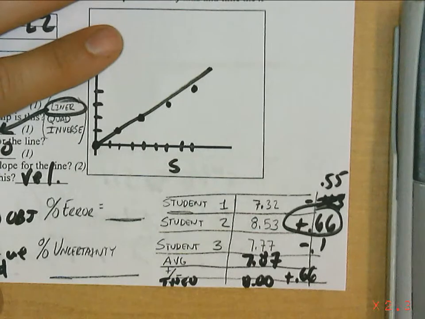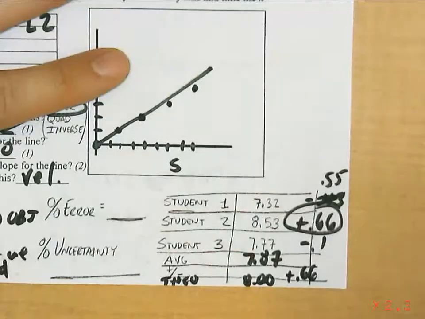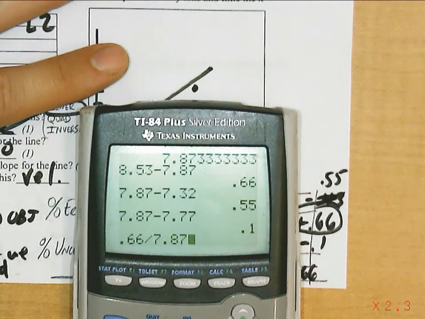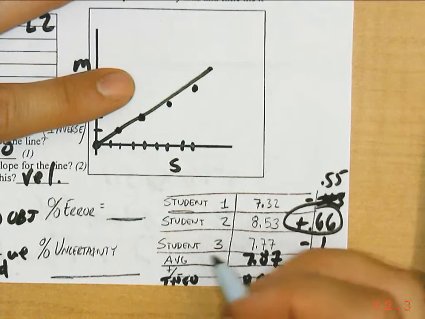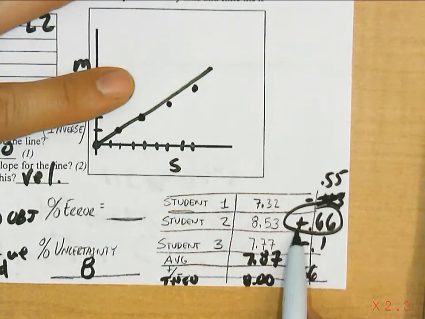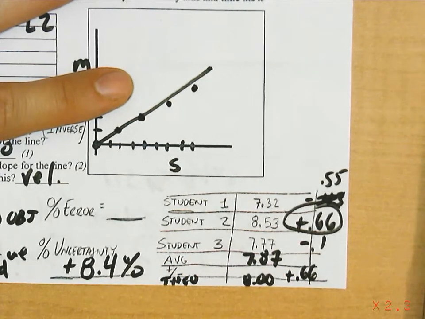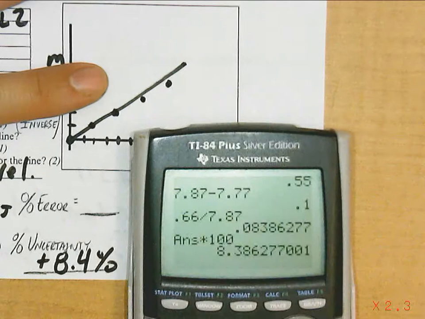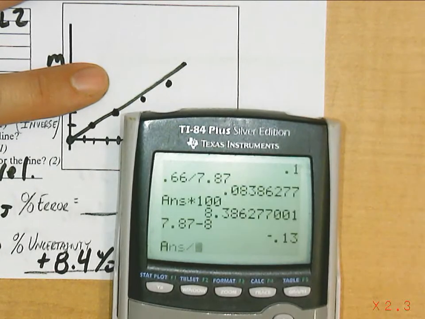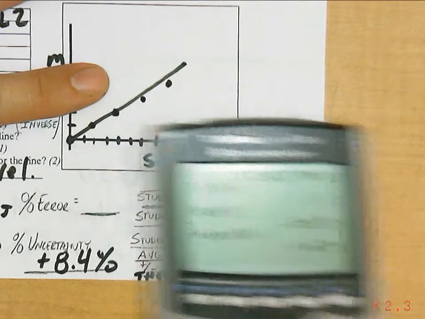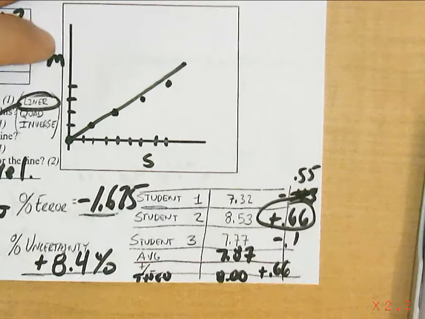So if we want to find our uncertainty, what we want to do is take our deviation, 0.66, divide by the average, 7.87, and multiply by 100, and we end up with 8.4. It is positive as the greatest deviator was above. To find percent error, we want to take our actual value, which in this case will be the average, minus the theoretical value, which is 8, divided by 8 times 100. So we get negative 1.625 for that.